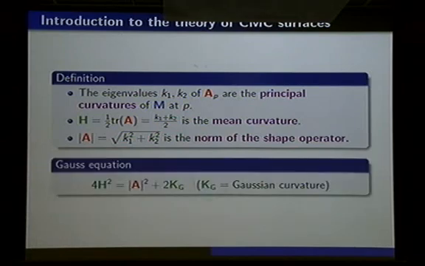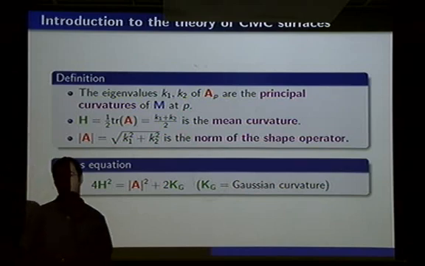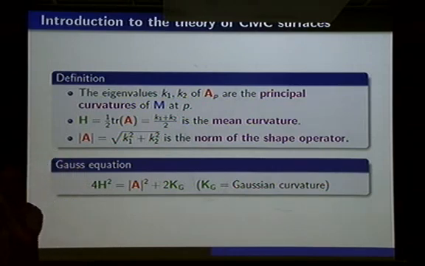So what does it mean to bound the norm of A? Well, we have the Gauss equation, which gives a relation between the norm of A, the mean curvature, and the Gaussian curvature. So when H is constant, bounding the norm of A is the same as bounding the Gaussian curvature. For this reason, we refer to this estimate on the norm of A as curvature estimates.